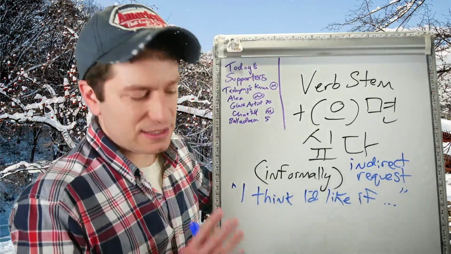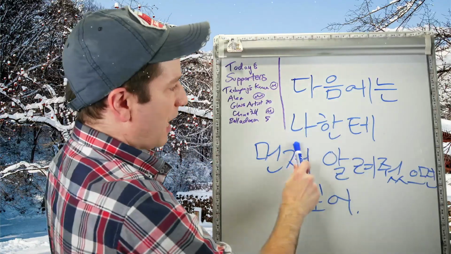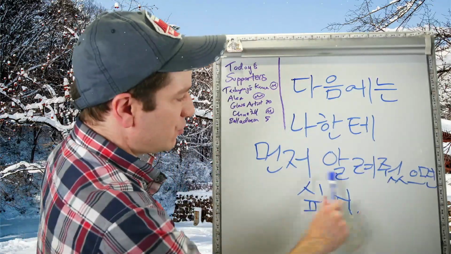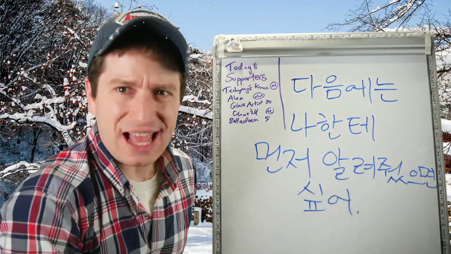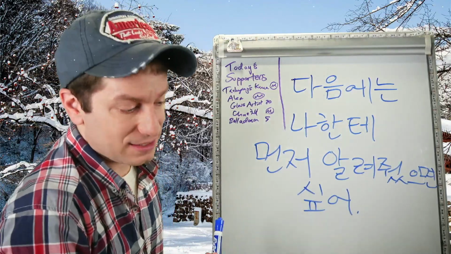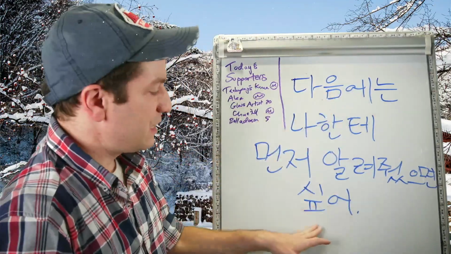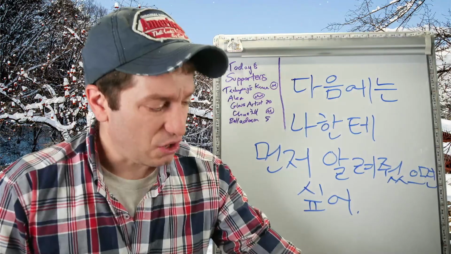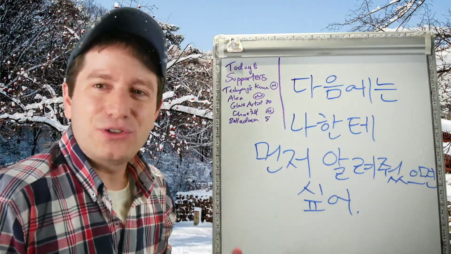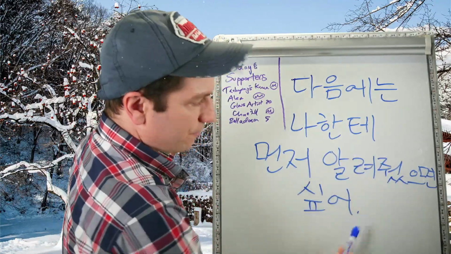But let me give you an example sentence. 다음에는, next time. 나한테, to me, 알려주다, to inform, to tell, to let me know. 먼저, first, beforehand. 먼저 알려주다, to let me know first. Next time, 싶어, I'd like if. So, next time, I'd like if you told me first. 다음에는 나한테 먼저 알려줬으면 싶어.